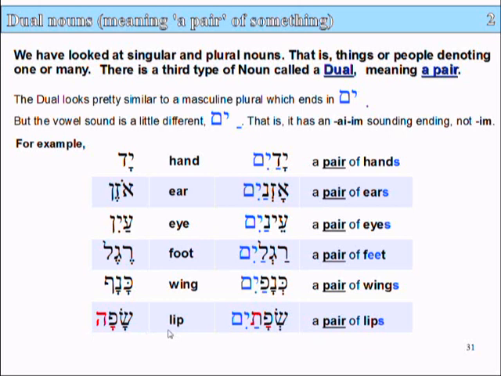So this has the same spelling as the masculine plural, but it has an im instead of an em at the end of it. So just a slightly different vowel sound, but the same consonants in the plural. So if it's got a hey at the end, we can have a tav there. That's just something to be aware of. So that's duals, a pair of something.